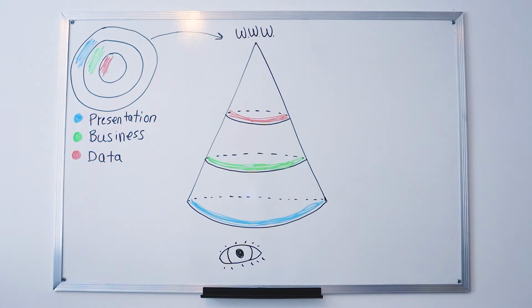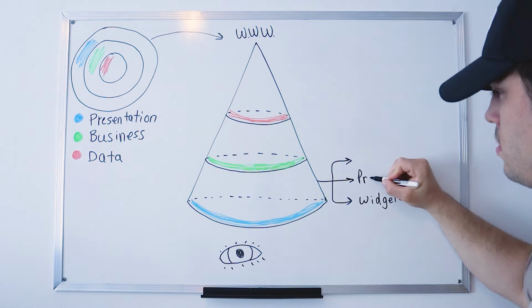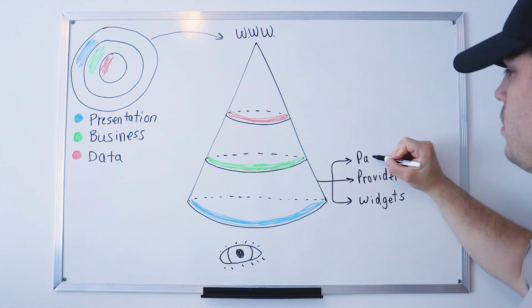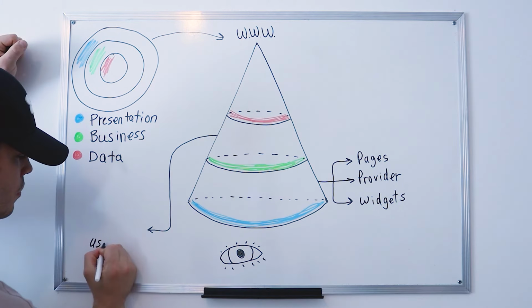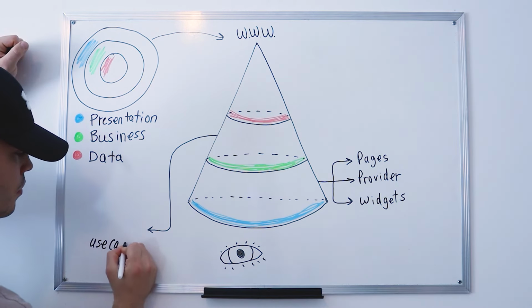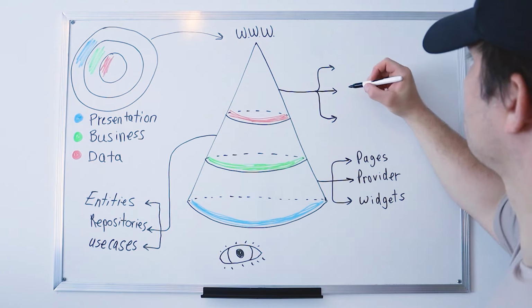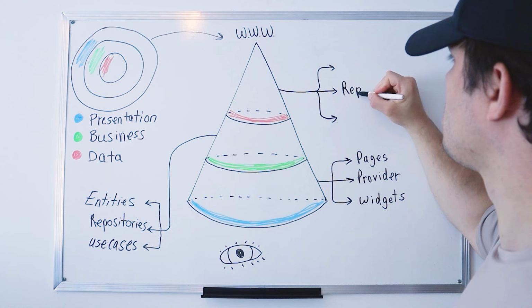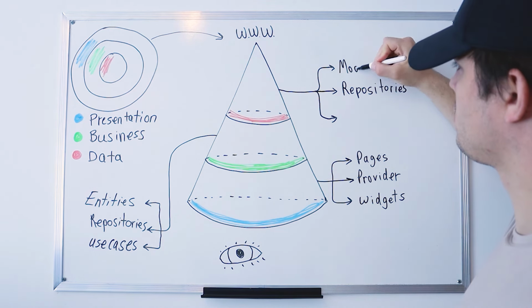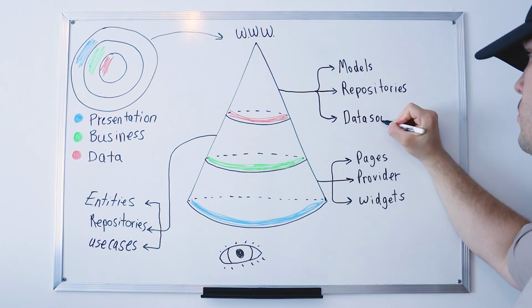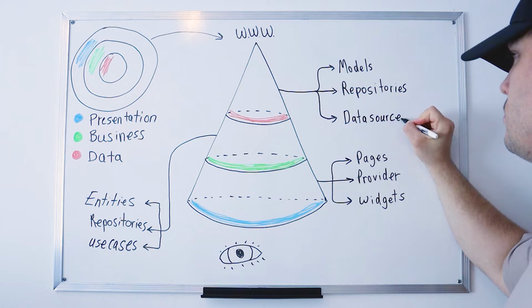When we code with clean architecture, we will separate every layer into three different folders. For the presentation layer, it will be the widget, the provider, and the pages. For the business layer, it will be the use cases, the repositories, and the entities. And finally, for the top layer, which is the data, it will be the repository, the models, and the data source. This was a lot of information right off the bat.